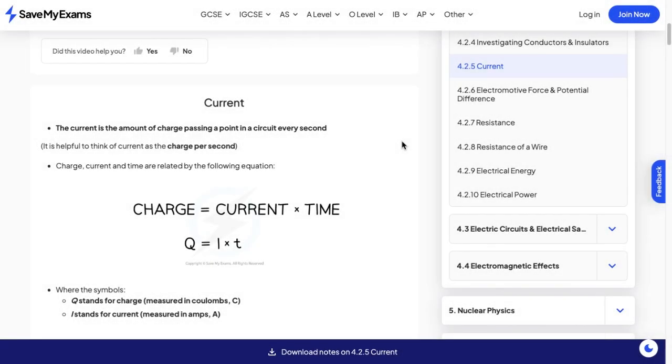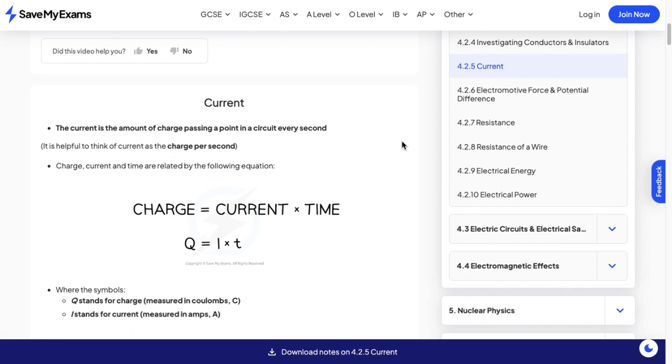Today we'll be looking at current electricity. Previously we looked at static electricity, the electrical energy that is found in any atom, whether the atom is moving or is not moving.